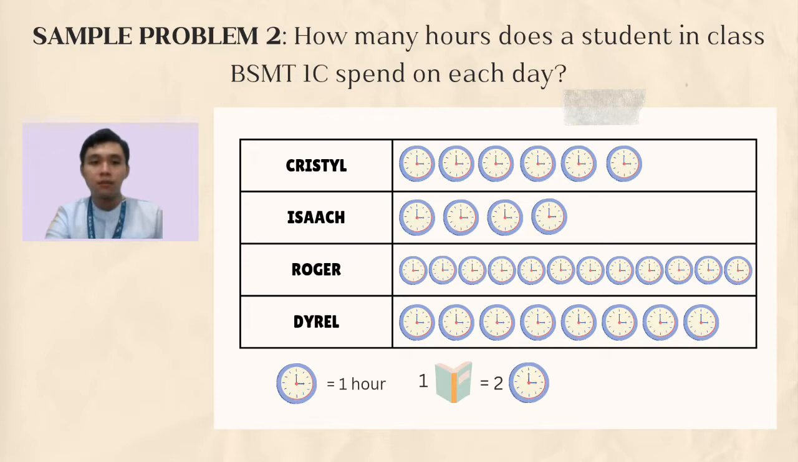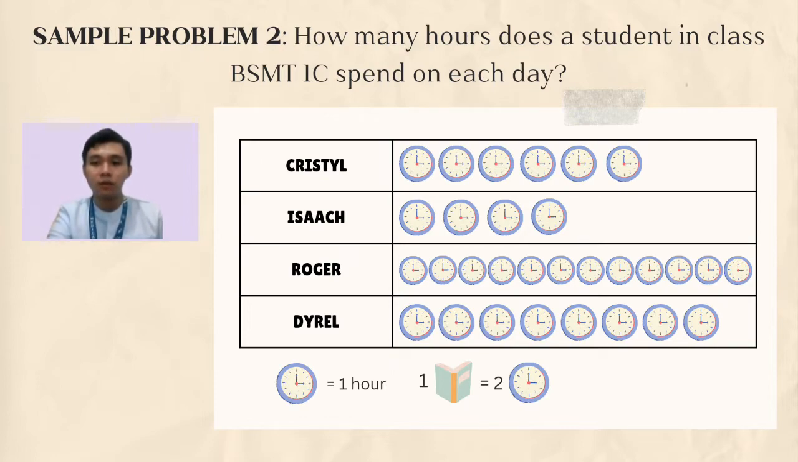So we're going to solve for Christelle. How many hours did Christelle study? For Christelle we have 6 hours. Again, 1 book is equal to 2 hours. So how many books do we need to put on the table for Christelle? We have 1, 2, and 3. 3 books is equal to 6 hours.